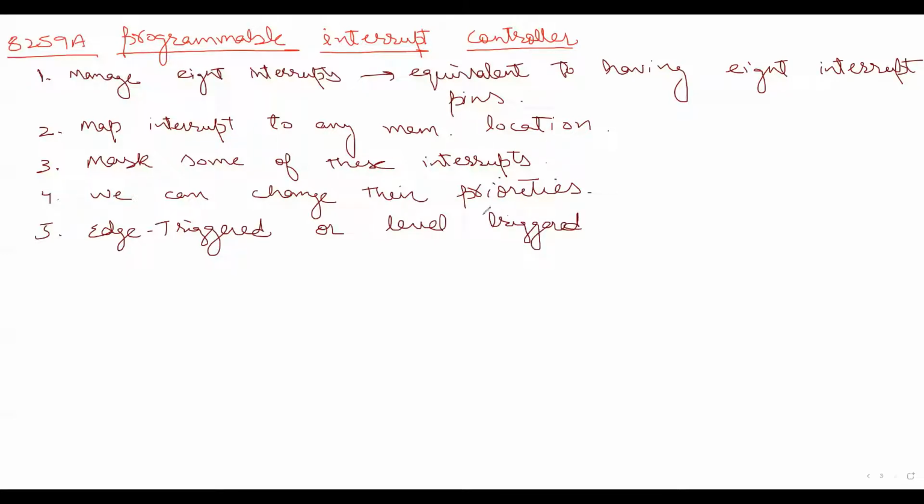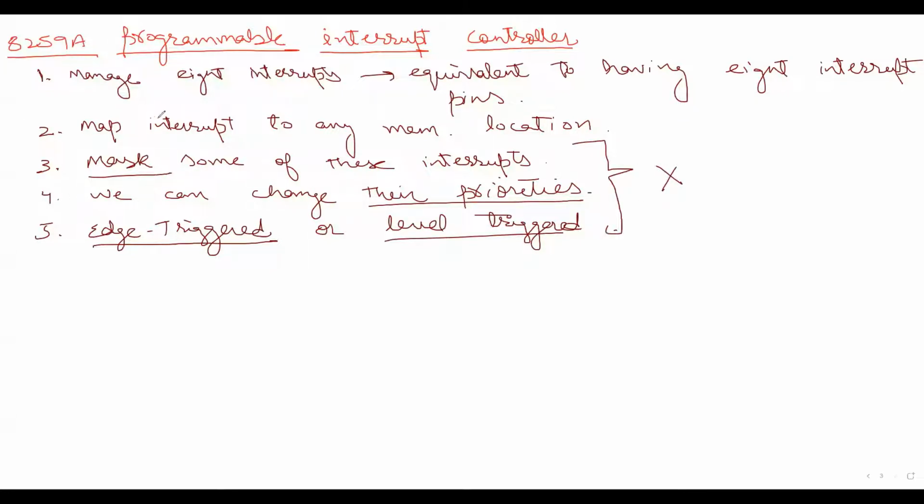Okay, so you have to keep in mind that we won't discuss this 8259A in detail. Detail means we won't discuss how to mask some of these interrupts, how to change their priorities, how to change from edge triggered to level triggered or level triggered to edge triggered. These things won't be discussed.